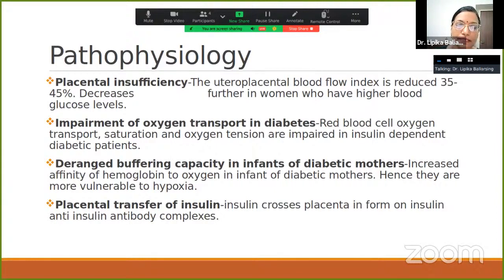Deranged buffering capacity is seen in infants of diabetic mothers. Here there is increased affinity of the hemoglobin to oxygen in infants of diabetic mothers. So they become more vulnerable to hypoxia. They are unable to compensate. Placental transfer of insulin happens as the insulin crosses the placenta in the form of insulin anti-insulin antibody complexes freely to the child. So the child becomes more prone for hypoglycemia.